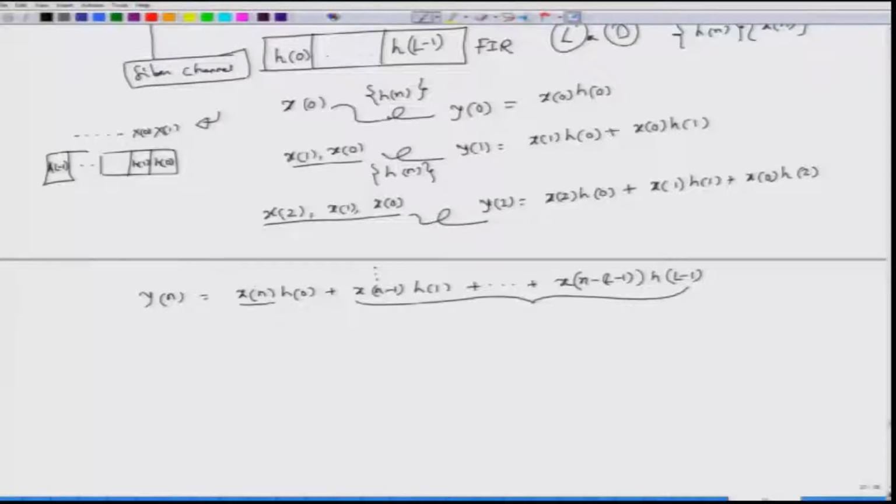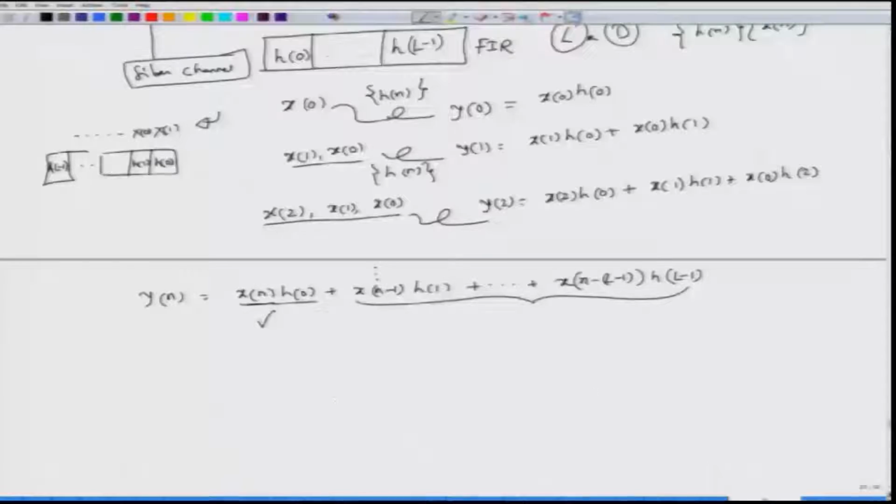So, there is a contribution from the present sample x of n, which is what you are interested in. There is some multiplication factor, but that is not really a big deal. If you had y of n equal to x of n into h of 0, that would have been the ideal case, because in that case the channel would simply have been a multiplicative channel. It would have simply multiplied by a coefficient value, and that was no big deal, in the sense that the samples would not have been distorted. Here the samples are now getting distorted because of the presence of all the additional terms.